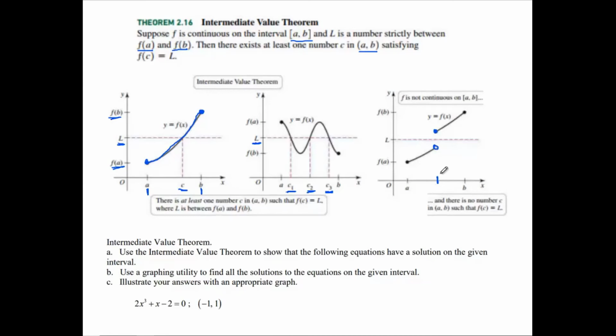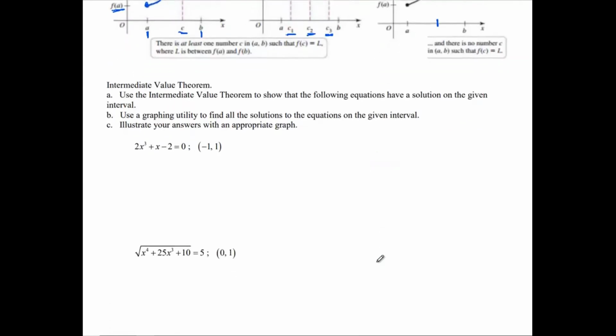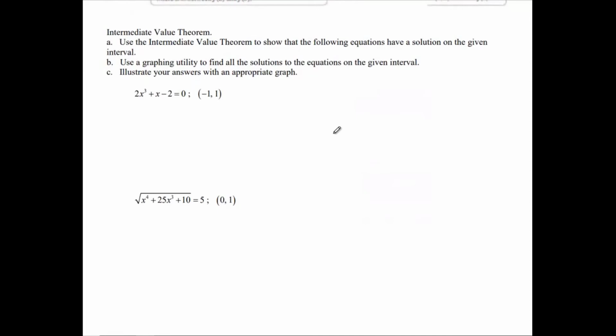Okay? So we've got 2 problems here to look at involving the intermediate value theorem. All right, so first, A, use the intermediate value theorem to show that the following equations have a solution on the given interval. And then we're going to use a graphing utility to find the solutions to the equations on the interval. And then we're going to illustrate the answers with an appropriate graph.